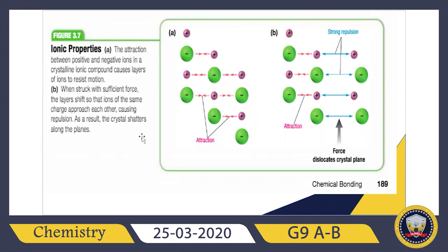So this is an example. You see figure 3.7. The attraction between positive and negative ions in a crystalline ionic compound causes layers of ions to resist motion. This is in the solid state. When struck with sufficient force, the layers shift so that ions of the same charge approach each other, causing repulsion. So this is an example.